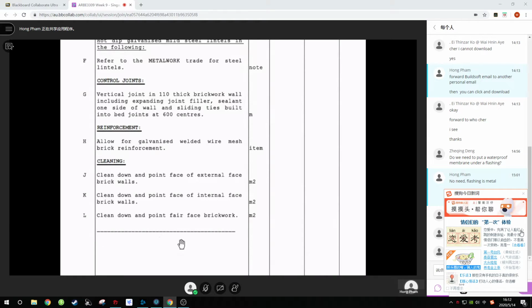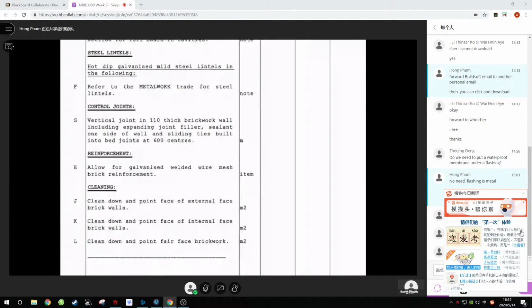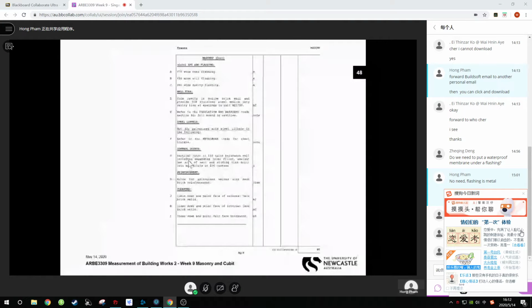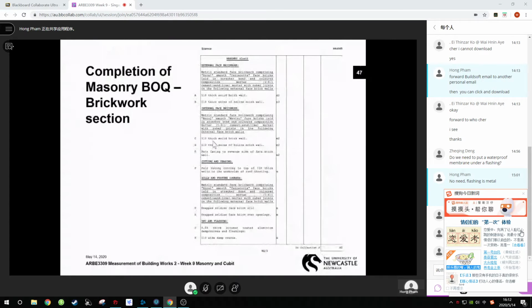So guys, there's a line here. After this line, there's block work. This BOQ part is a very, very interesting and very good reference for your assignment 3. Later we will do some practice with Cubit to enter the BOQ.